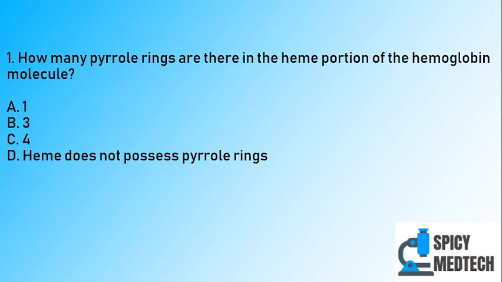Number 1. How many pyrrole rings are there in the heme portion of the hemoglobin molecule? A. 1, B. 3, C. 4, or D. Heme does not possess pyrrole rings. The answer for number 1 is letter C, 4.